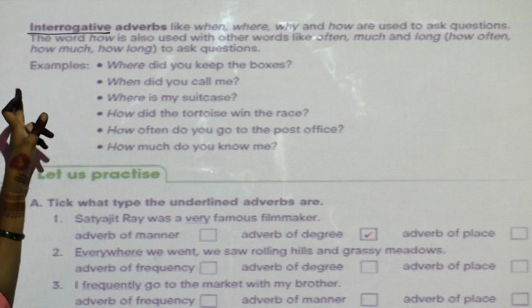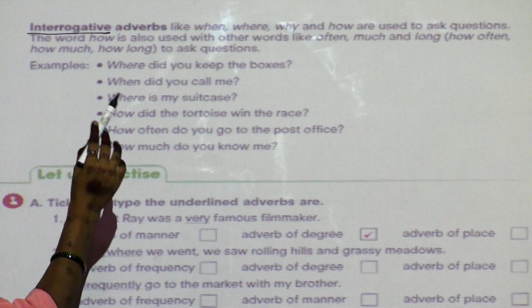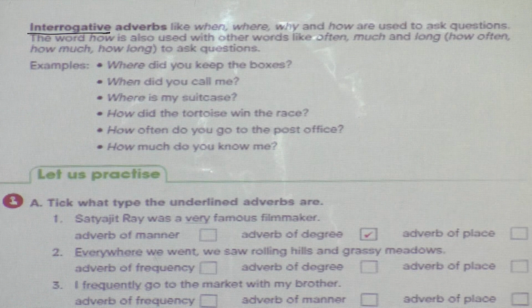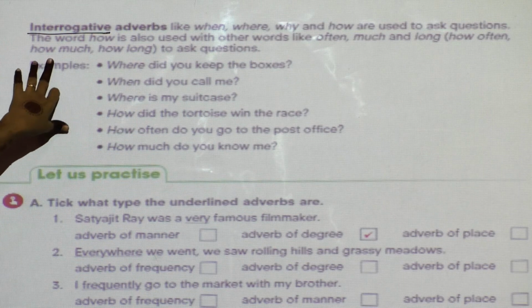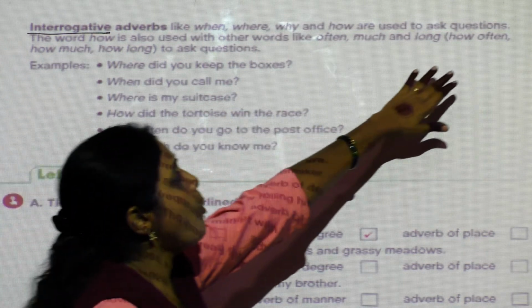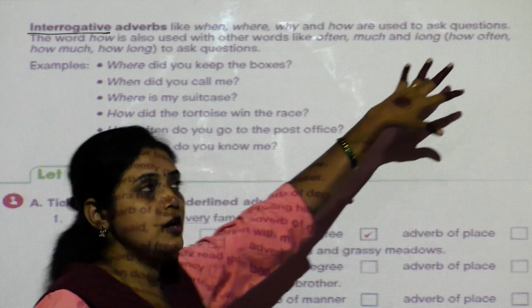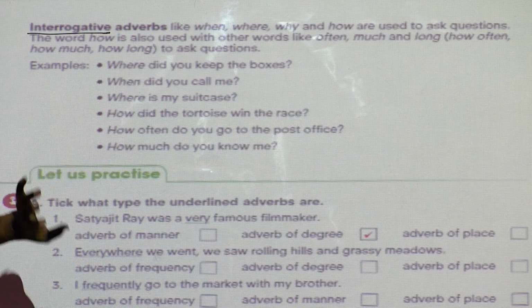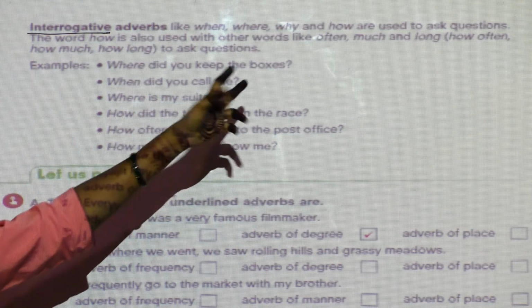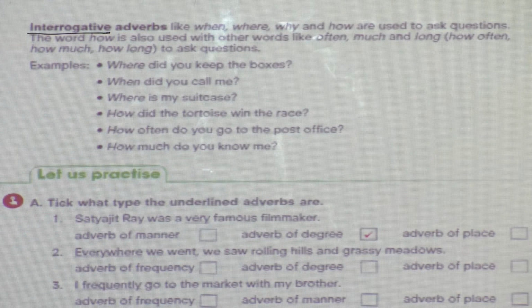So interrogative adverbs like when, where, why and how are used to ask questions. The word how is also used with other words like often, much and long. How often, how much, how long. How long are you waiting here? How much sugar do you require? How often will you meet me? Okay, so these are the examples. How is used with much, often and long.